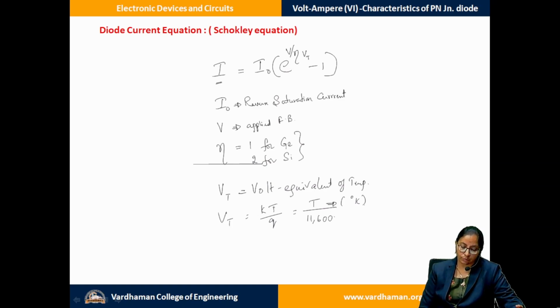So this is our diode current equation, given by Shockley and named after him as the Shockley equation: I is equal to I naught into e to the power of V by eta Vt minus 1. Exponentially, the current curve is getting raised.